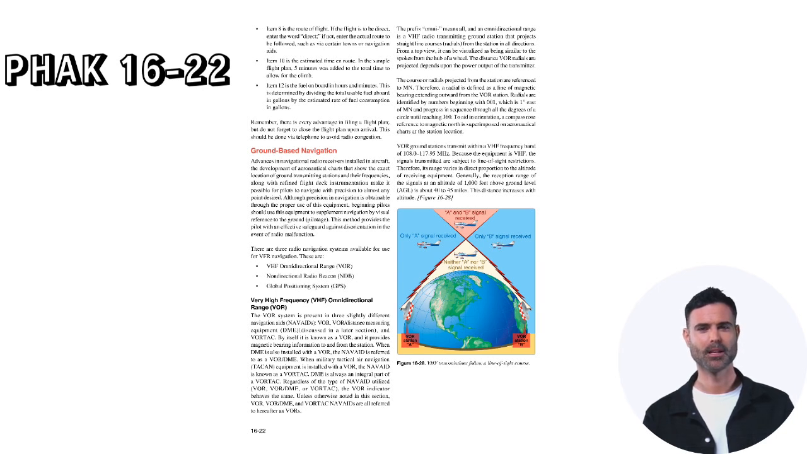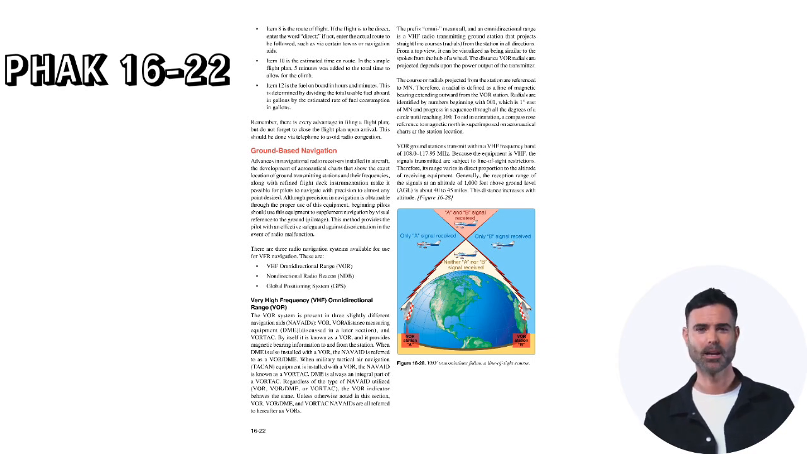The prefix omni means all, and an omnidirectional range is a VHF radio transmitting ground station that projects straight-line courses, radials, from the station in all directions. From a top view, it can be visualized as being similar to the spokes from the hub of a wheel. The distance VOR radials are projected depends upon the power output of the transmitter. The course or radials projected from the station are referenced to magnetic north. Therefore, a radial is defined as a line of magnetic bearing extending outward from the VOR station.